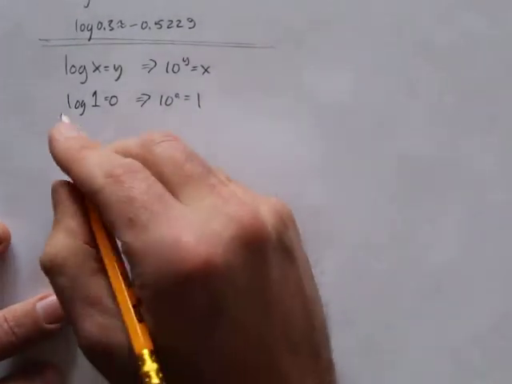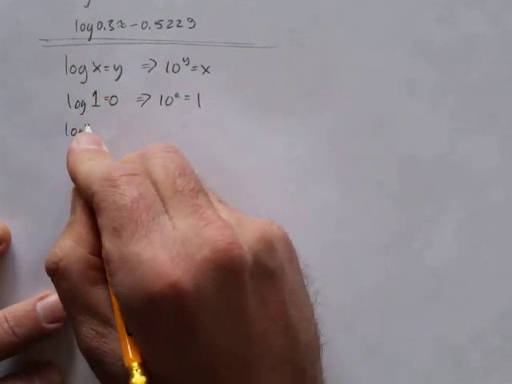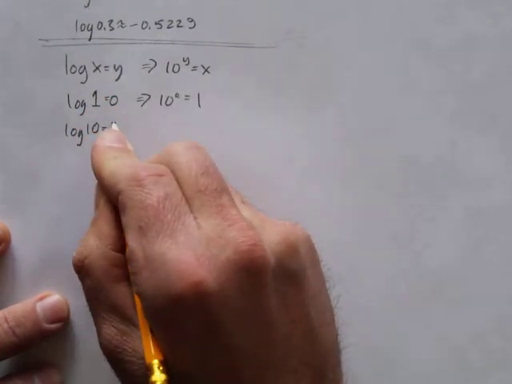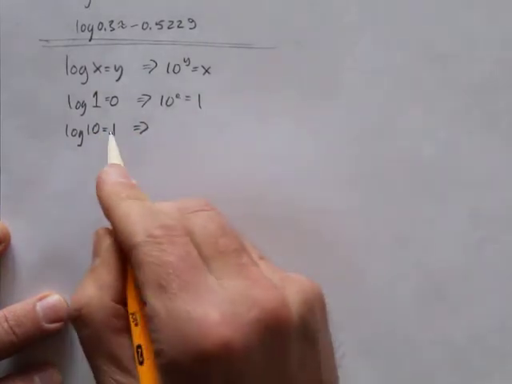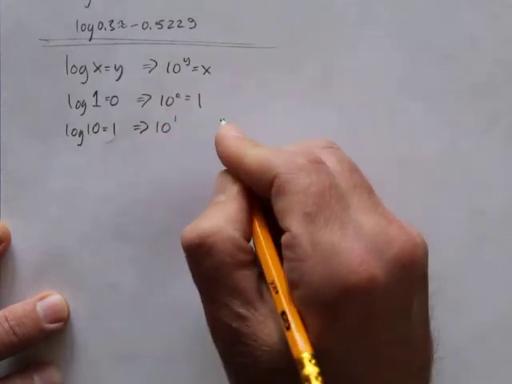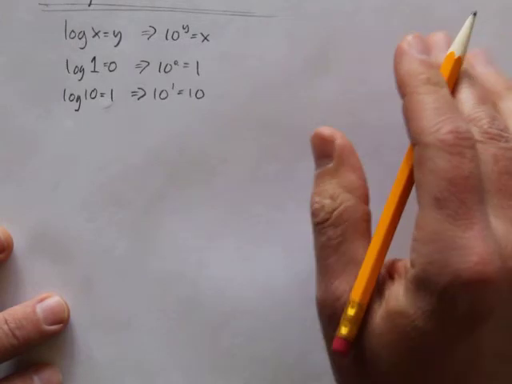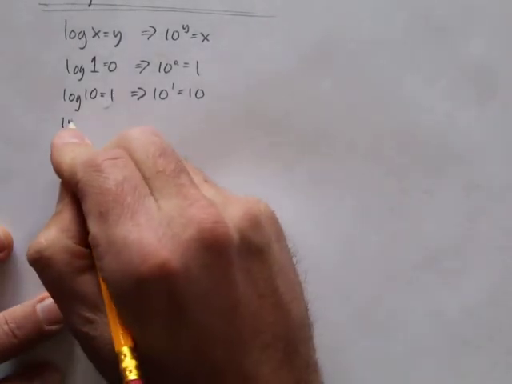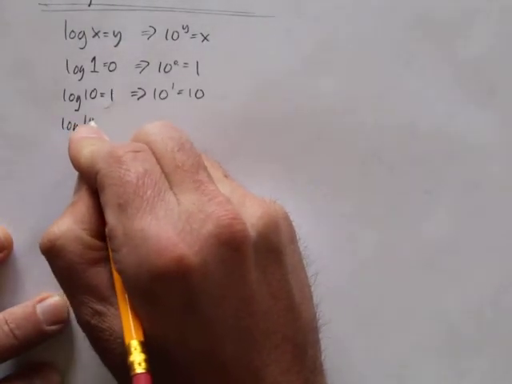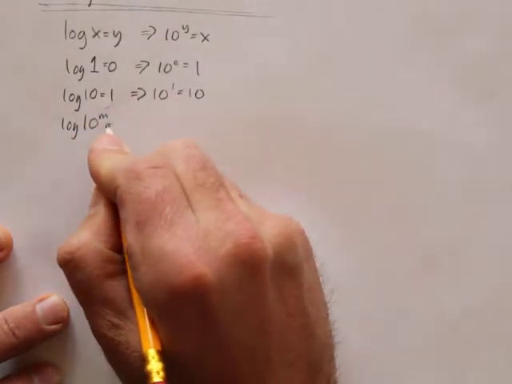Okay, let's keep going. If I have log base 10, right, common log of 10, that equals 1. And so the way we can look at that is jam that 1 up in there and you end up with 10 to the power of 1 equals 10. We're going to look at one more. Log base 10 of 10 to the m power equals m.